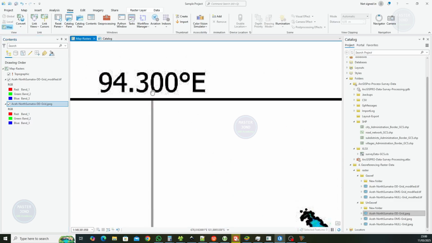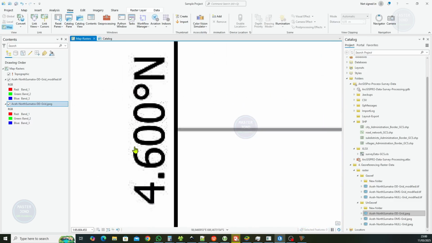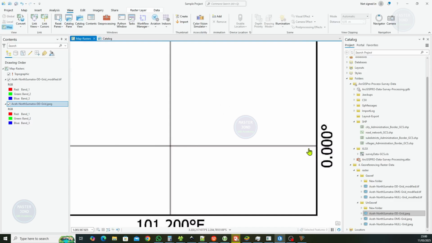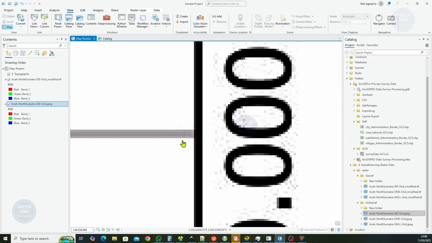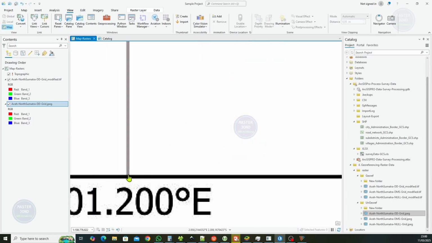Okay, so this is 94.3. Take a look at these. This is 678. Okay, it's not correct. For 4.6 N, there is 676.4. So not correct. It is not wrong, just not georeferenced. 0.0, of course not. 101, of course not.